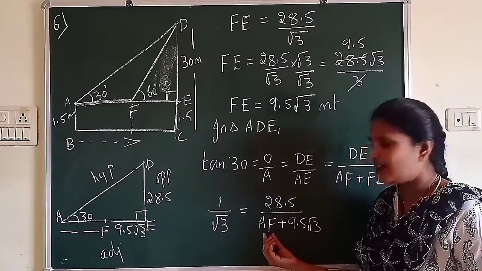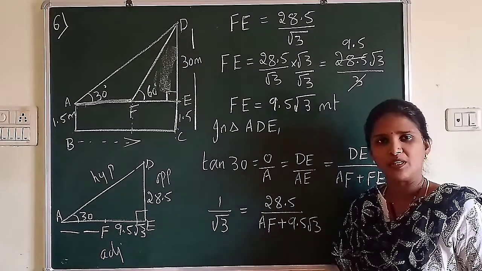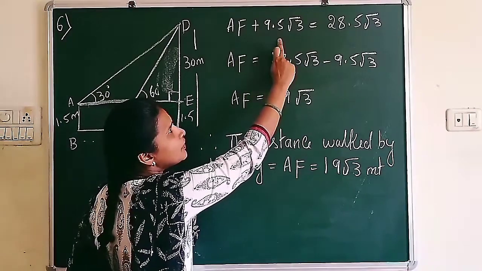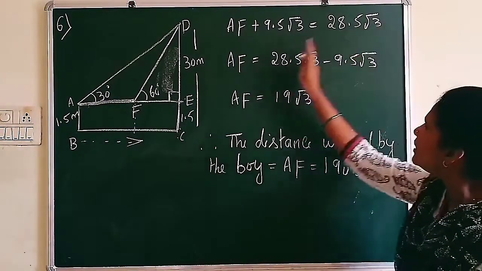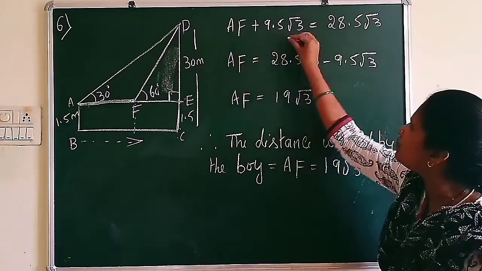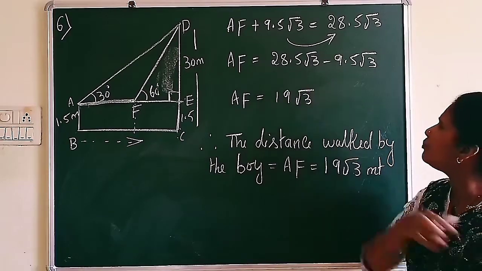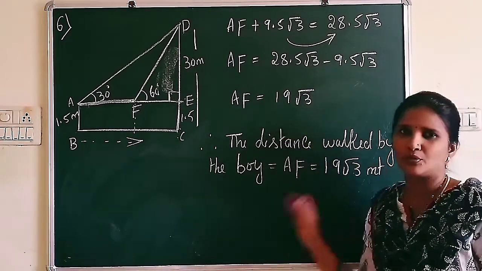Now to find AF, what do I have to do? I have to cross multiply. Let us do cross multiplication now. After cross multiplying, we get AF plus 9.5 root 3 equals 28.5 root 3. Now I need AF here. Send 9.5 root 3 to the other side. So it becomes 28.5 root 3 minus 9.5 root 3, which is nothing but 19 root 3.